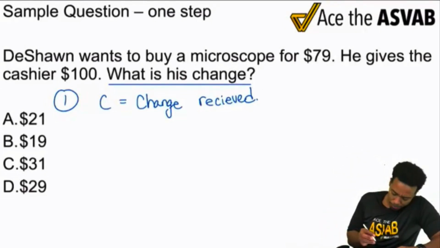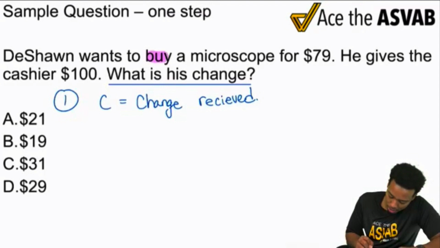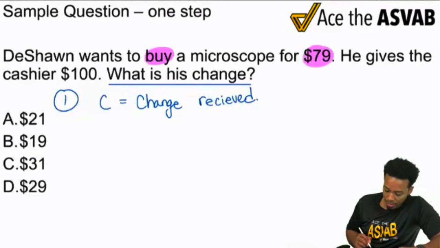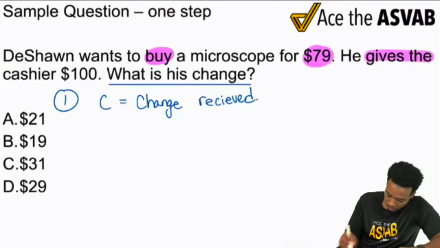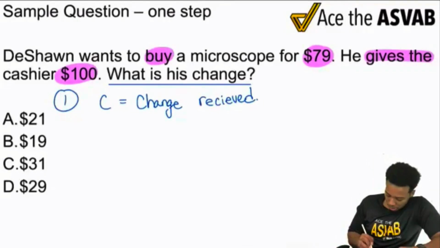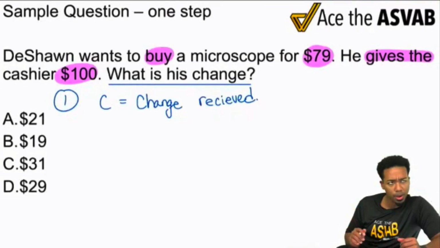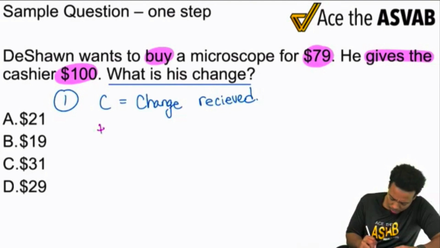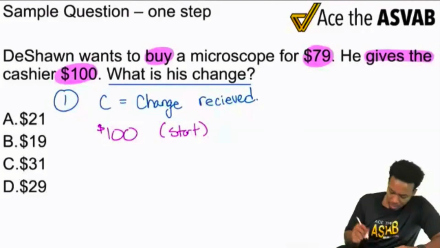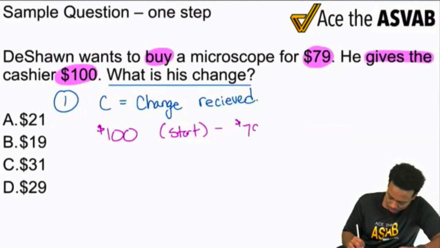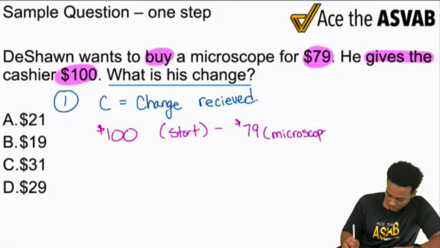The problem reads, Deshaun wants to buy a microscope for $79. So buy for $79. He gives the cashier a $100 bill. So it looks like the change that we're going to receive, if it's okay with y'all, if we start off with $100, if we are spending 79, we should be subtracting the 79 for the microscope. And that's how you receive your change.